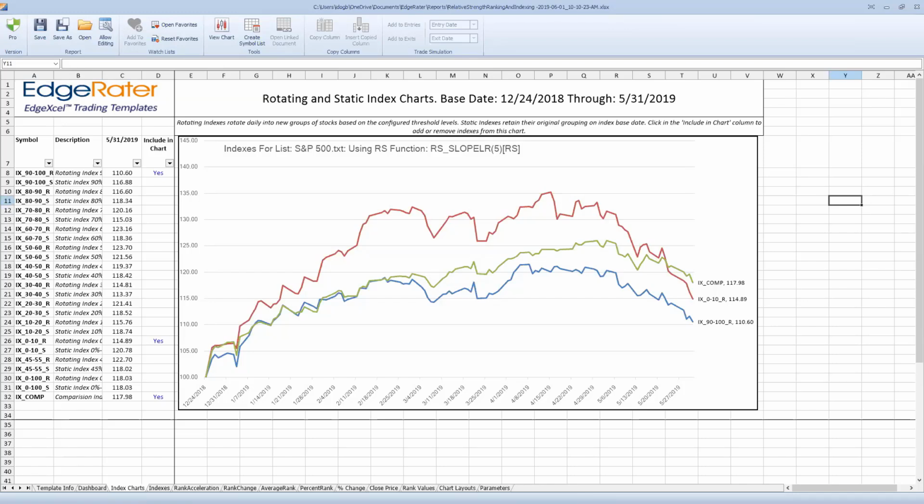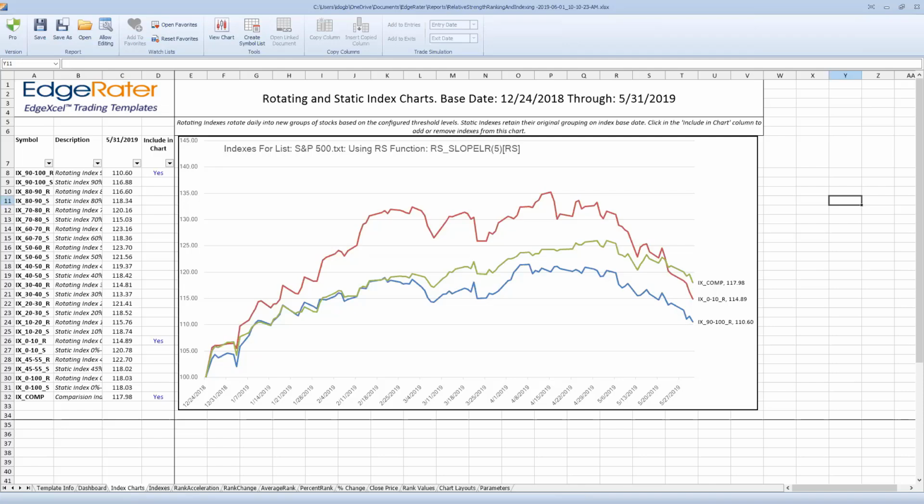Let's have a look. Can you pull in fundamental data into EdgeRater, i.e. PE ratios as one example? Test this idea, you're using relative strength over some rotating period. Okay, so EdgeRater does not have any fundamental data.